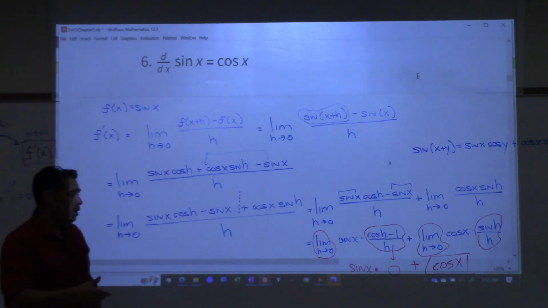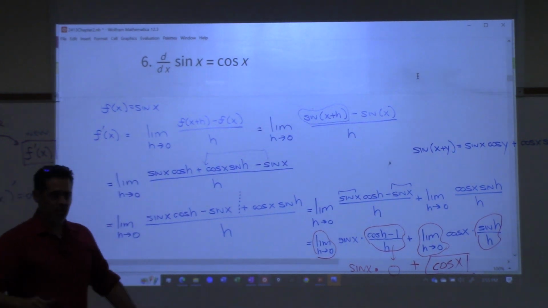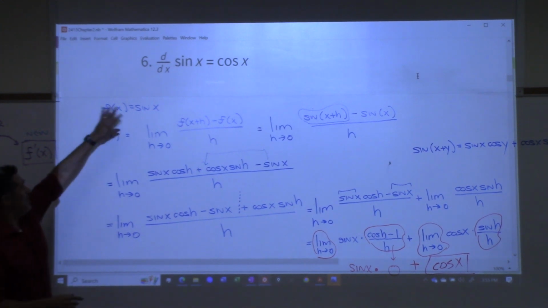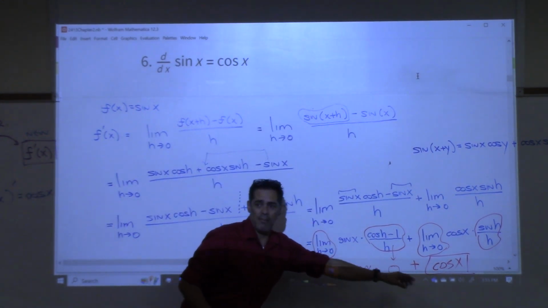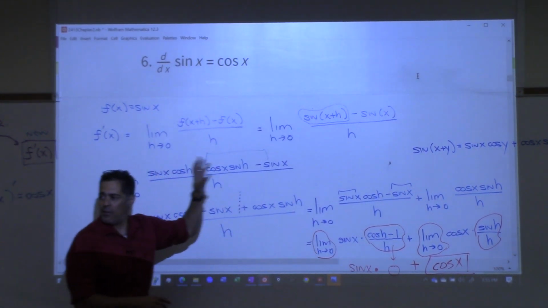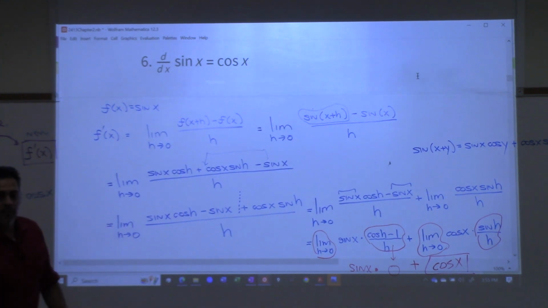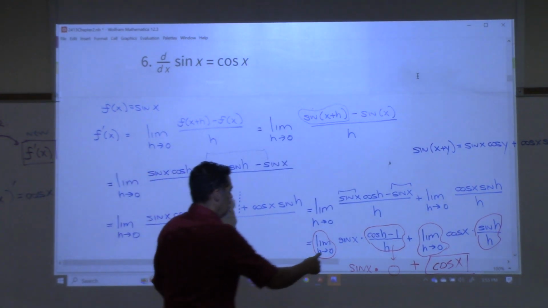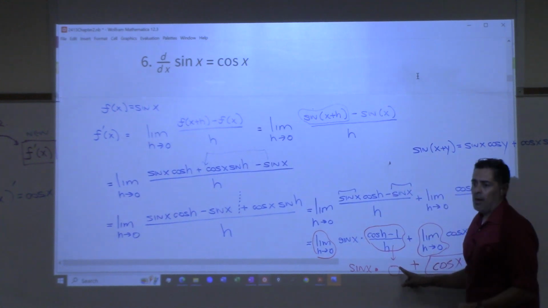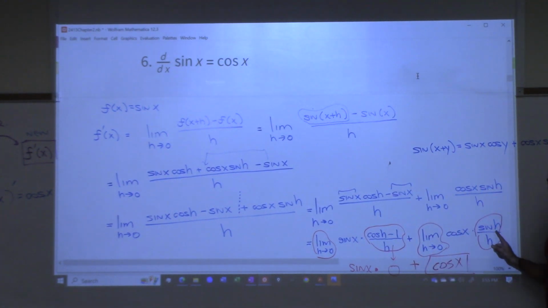And I could do this for all 6 trig functions. I could do it for cosine, take its derivative, and show you what the answer is going to be. I could do it for tangent. I could do it for all of them, right? That goes to 0? Yeah. That was one of the two. Do you remember this one? Sine junk over junk is 1?